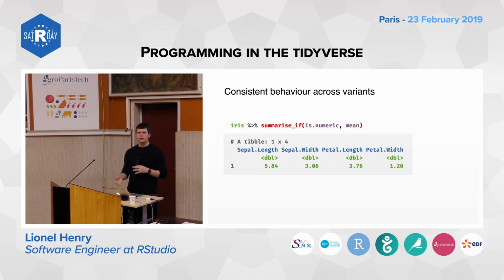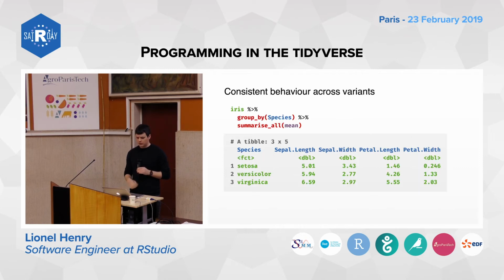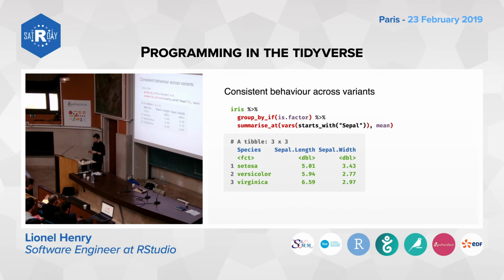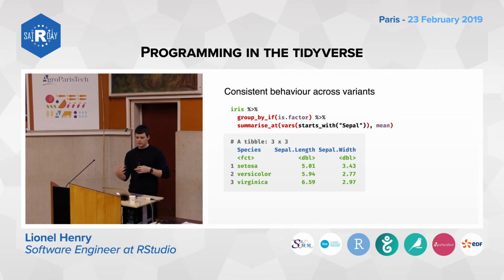And then once you have internalized these 3 variants, they work the same way across the other verbs. So we can summarize all columns of iris if they are numeric with the min function. Or we could group by Species, which is a factor, and then summarize all the remaining columns. Equivalently, we can group by all the columns if they are factors. Here there is only 1 in iris, and then we summarize_at the variables that start with Petal. And so they really allow you to express what you want to do in a very flexible way.